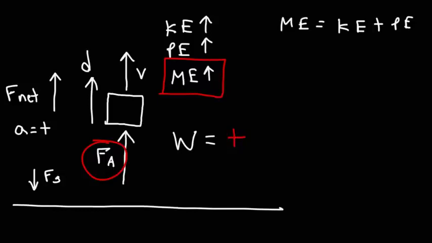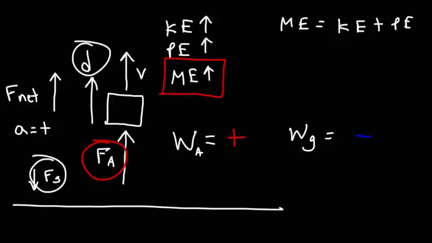Now this object has multiple forces acting on it, and each force does its own type of work on this object. The action force is clearly doing positive work on the object. Gravity is doing negative work on the object. As you can see, the force of gravity and the displacement vector are in opposite directions.